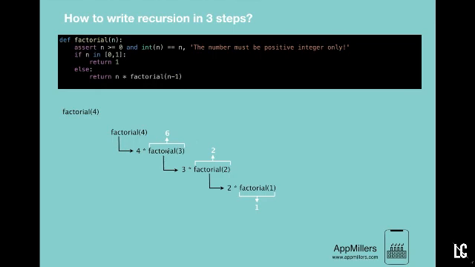Then from here we know that the return value for factorial 4 is 4 multiplied with the return value of factorial 3. So we have calculated the return value of factorial 3, which is 6, and 6 multiplied with 4 will be 24. So the factorial of 4 is 24. So this is how we recursively find the factorial of any given number.